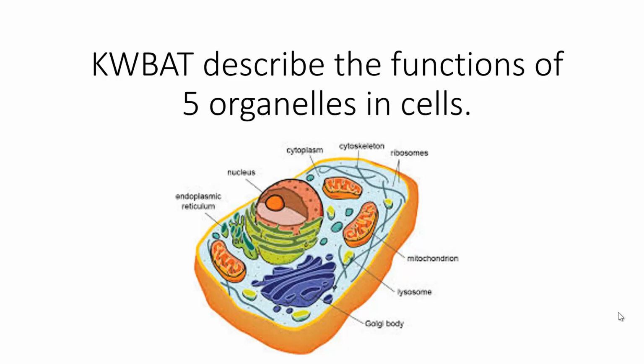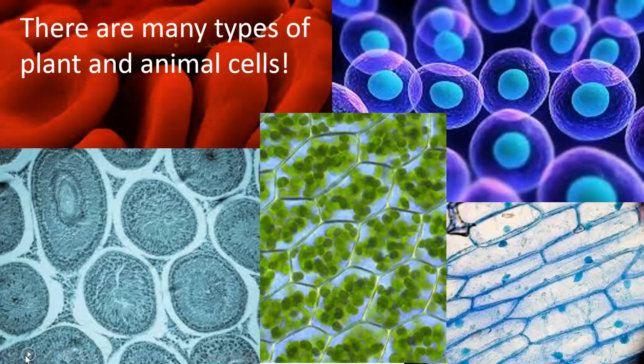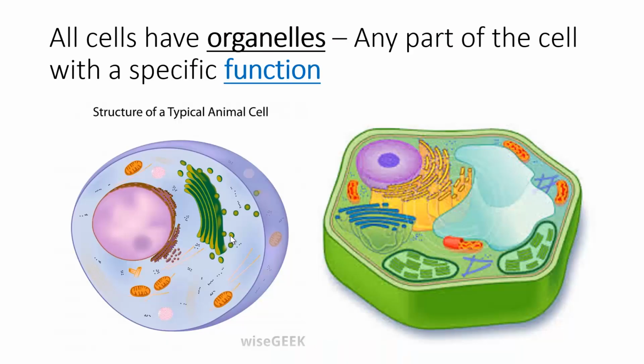Let's jump in. So the first thing that you should know is that there are many types of plant and animal cells. The one that you see here, this is a red blood cell. This is algae from a plant cell. You'll also see there's cheek cells, onion cells. All living things are made of cells. And inside those cells, there's these tiny things called organelles. And organelles are any part of the cell that have a specific function or job or role inside the cell.